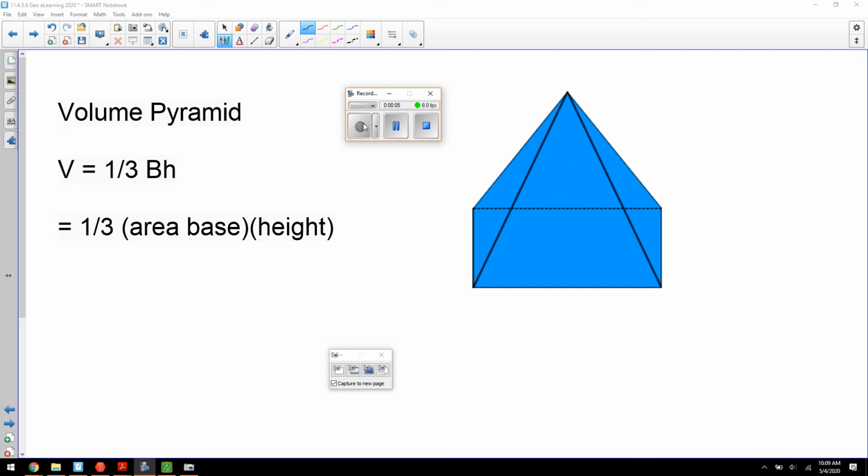We're going to talk about volumes of pyramids. Now, when we did surface area of a pyramid, if you recall, we dealt with the slant height. Well, when you deal with volumes, you don't need to worry about the slant height anymore. Remember, the slant height was down the side that was perpendicular to the base.